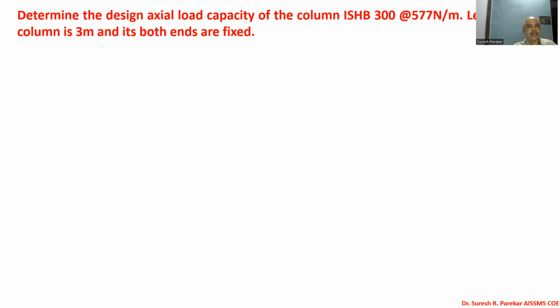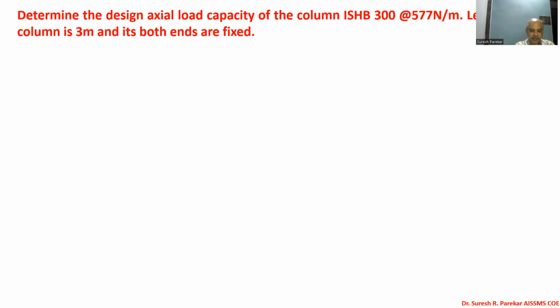Determine the design axial load capacity of the column ISHB 300 at 577 Newton per meter. Length of the column is 3 meter and its both ends are fixed. So this problem is given and we are interested to determine the load carrying capacity of this ISHB 350.